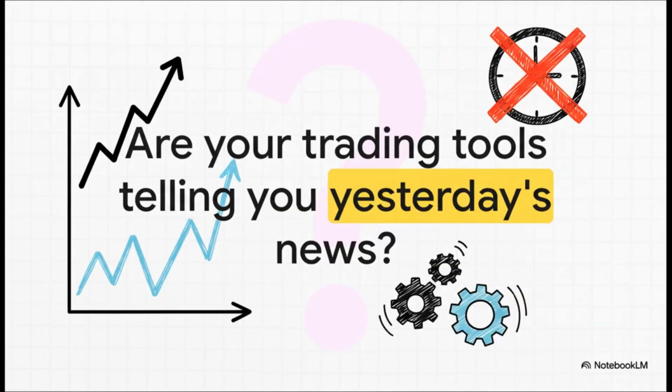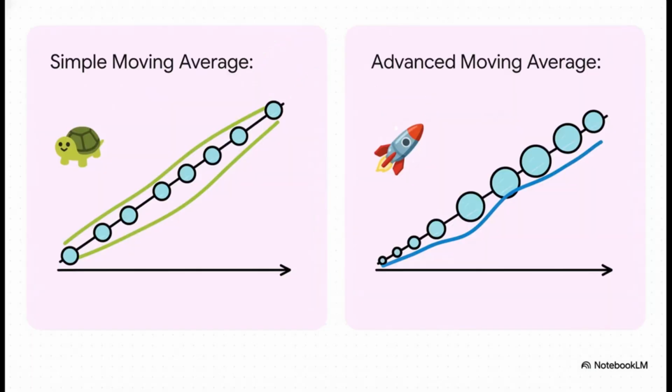So let me ask you something. Does it ever feel like your indicators are just one step behind? Like your charts are telling you yesterday's news? Well, that's the classic problem with simple moving averages. They lag. They're based on old data, which means by the time they signal a big move, you might have already missed the boat.